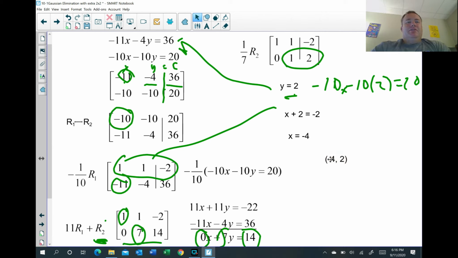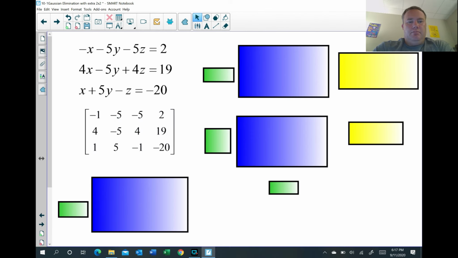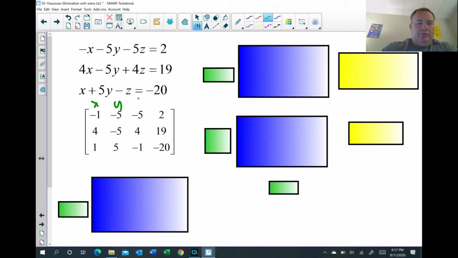All right. So those were 2 by 3 matrices, and we solved for 2 variables. This is the fun one. If you need to pause during this one, feel free to write this problem down. Once you've got this problem down, we need to write a matrix. So writing a matrix for this one, 3 rows, 4 columns, a 3 by 4 matrix. So you've got the negative 1, the negative 5, the negative 5, and the 2. The 4, the negative 5, the 4, and the 19 for the second row, and so on and so forth. X, Y, and Z.